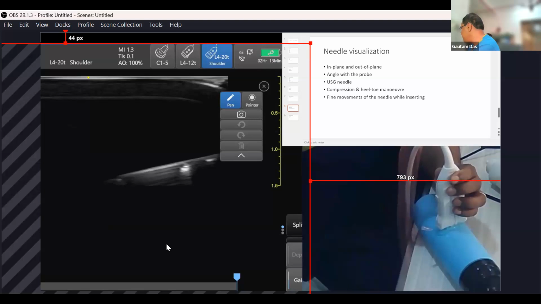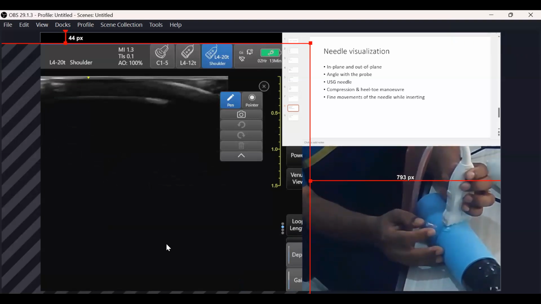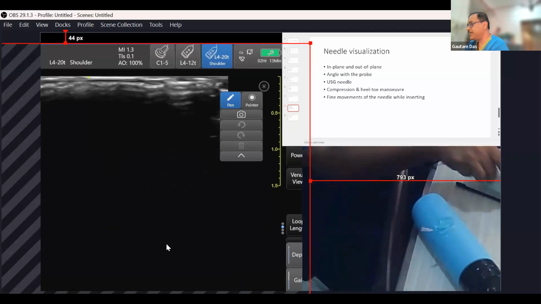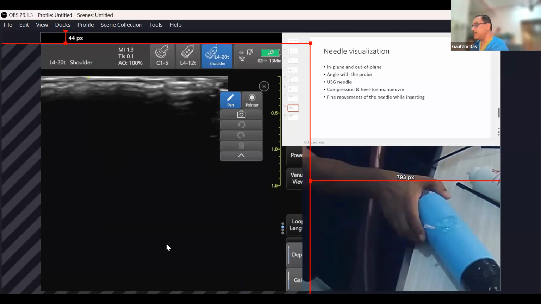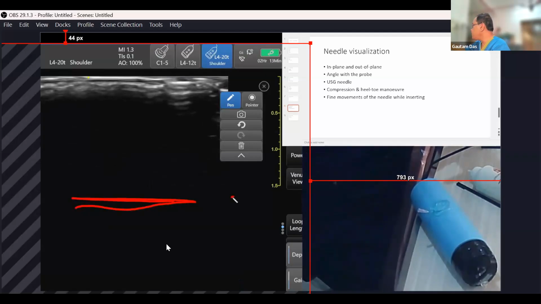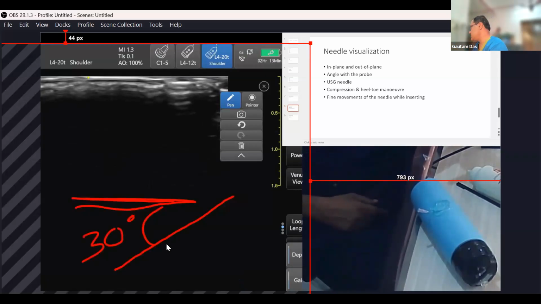Yes? Yes, sir. Okay, so now the angle, how you can see the needle best. Suppose this is your ultrasound probe and your needle should be coming like this, and this angle should be 30 degrees or less. Why? If the ultrasound beam is coming vertically and reflecting like this, then it will be visible.